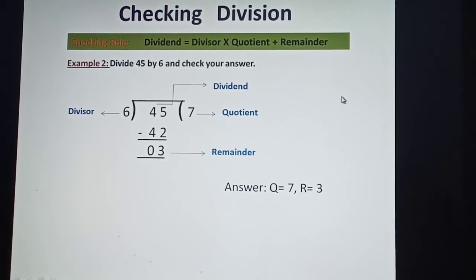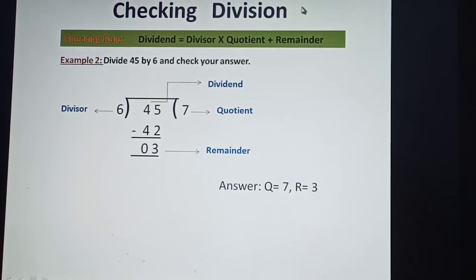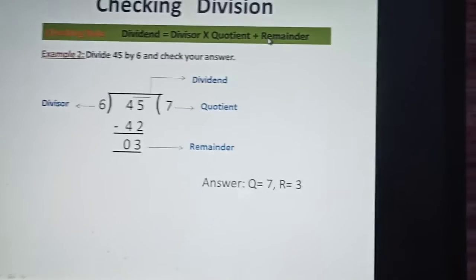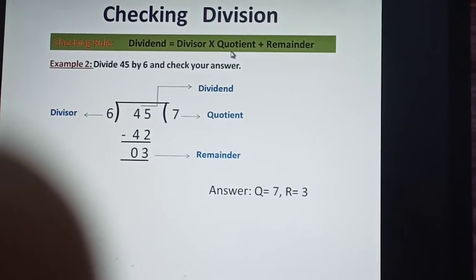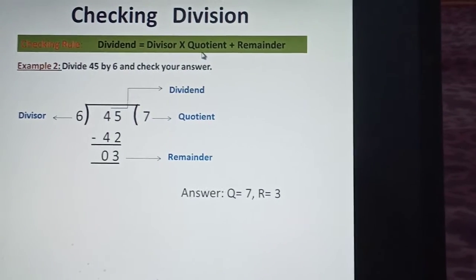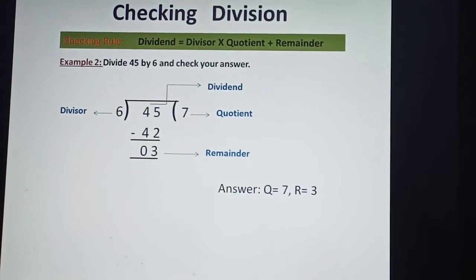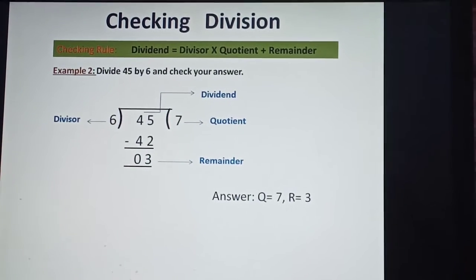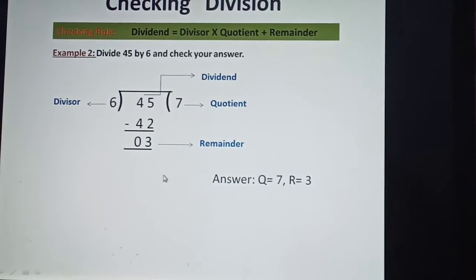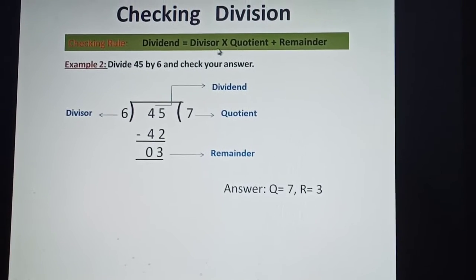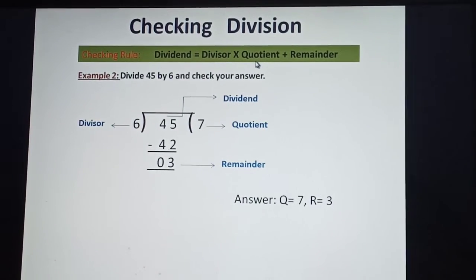Now first topic, checking division. How we can check our division? We can check the division with the help of a division rule, checking rule. What is that rule? The dividend is equal to divisor into quotient plus remainder. This rule will help us in checking our answer.